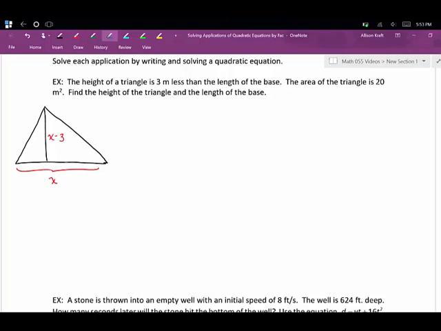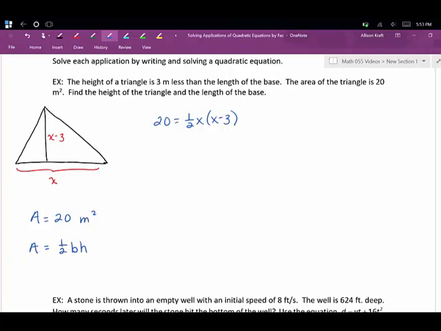We're told that the area of the triangle is equal to 20 square meters, and we know that our formula for area of a triangle is 1/2 base times height. Putting those two things together, coupled with how we've labeled our diagram, we end up with the equation 20 equals 1/2 times the base, which is x, times the height, which is x minus 3.